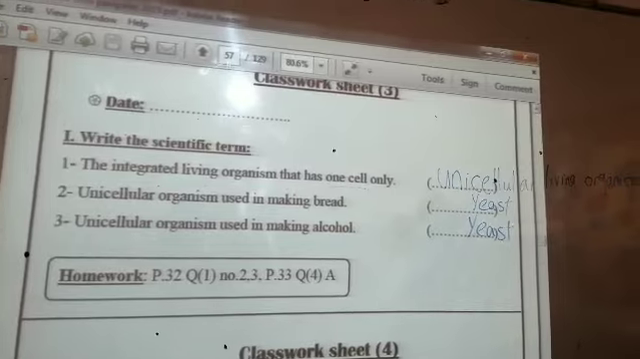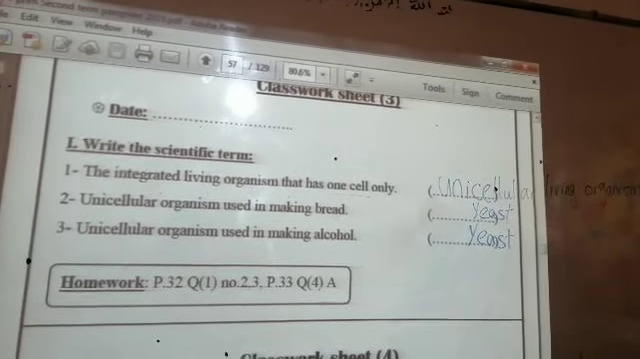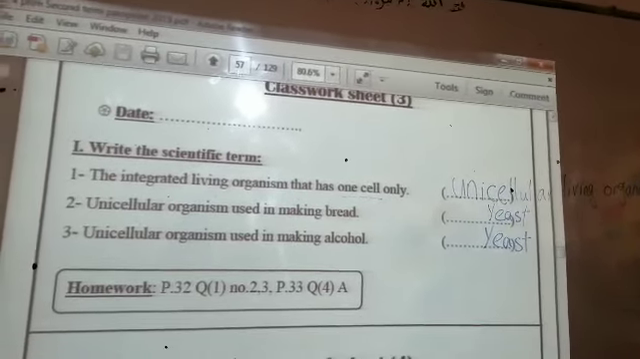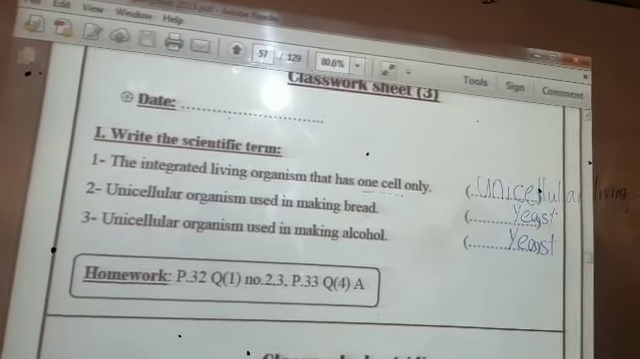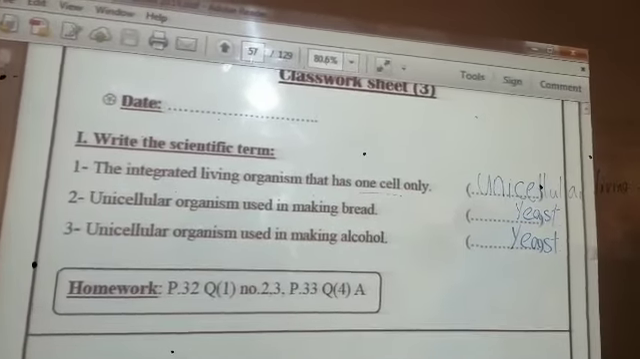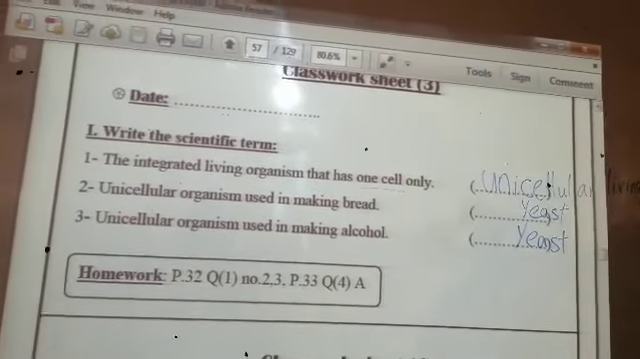And don't forget to solve the homework, page 32, question 1, number 2 and 3. Page 33, question 4, letter A. Tomorrow, inshallah, we are going to revise the homework together. Now, let's make some activities. Open your pamphlet, page 8, to revise together.